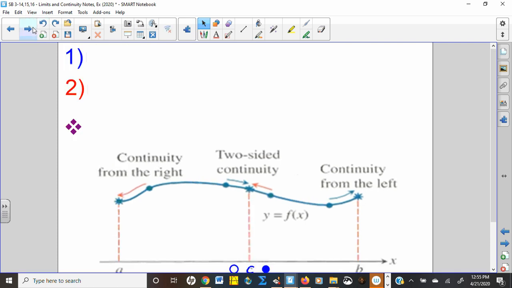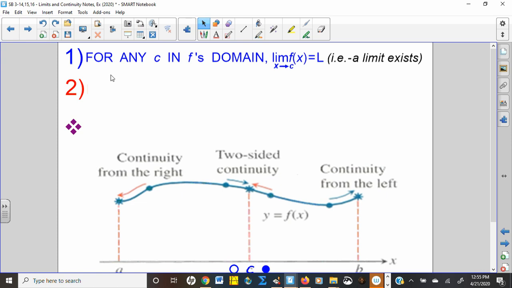Let's start with the 2 things that have to happen. Okay, I'm going to break this definition into 2 major components. The first component is for any c in the domain of our function f, or at least its interval, if it's only defined on an interval, the limit exists. That's what this is saying right here. It's not saying that the limit of f of x as x approaches c is equal to f of c, which is what we eventually want to work to. It's just saying that there is a limit.